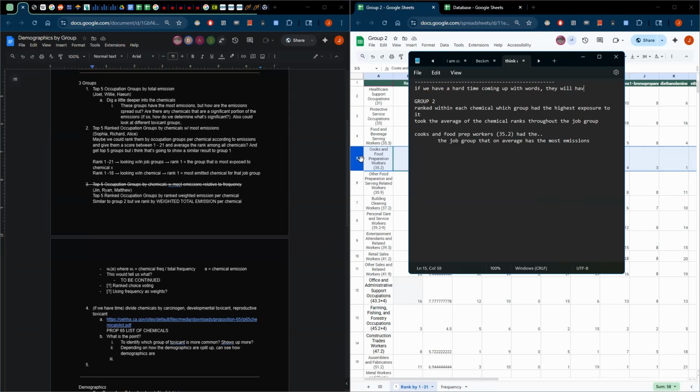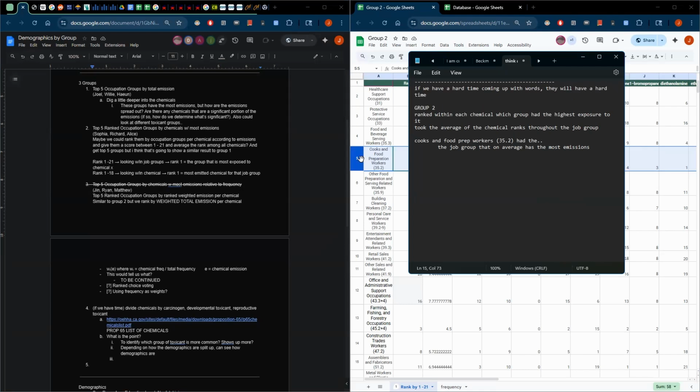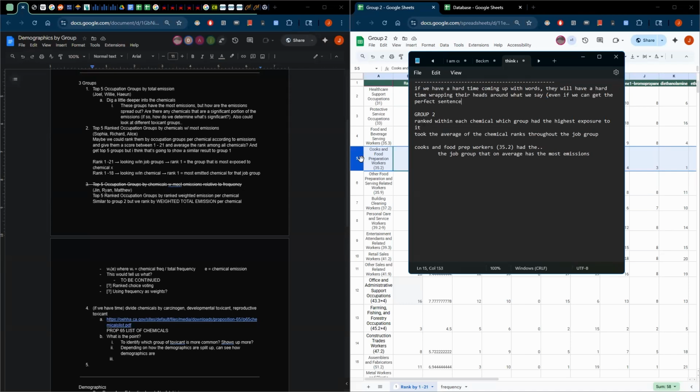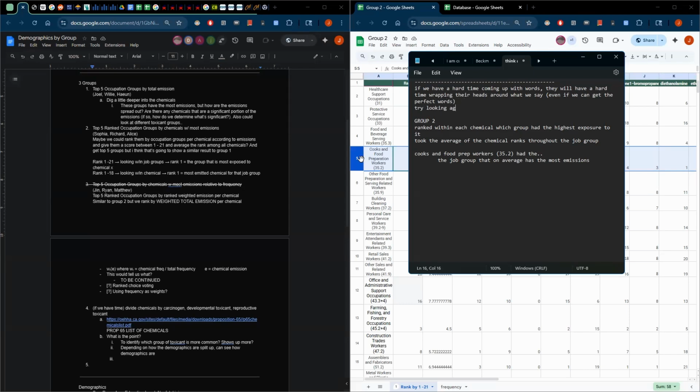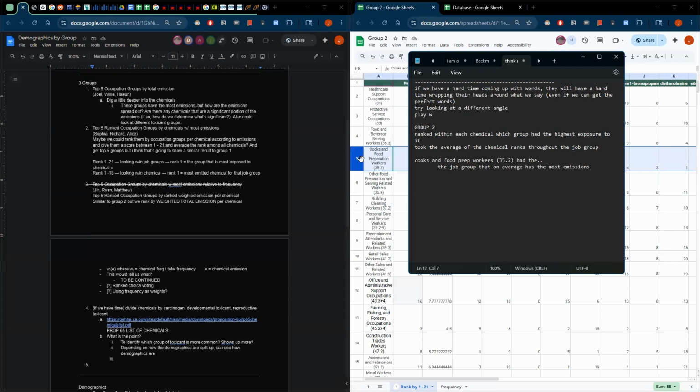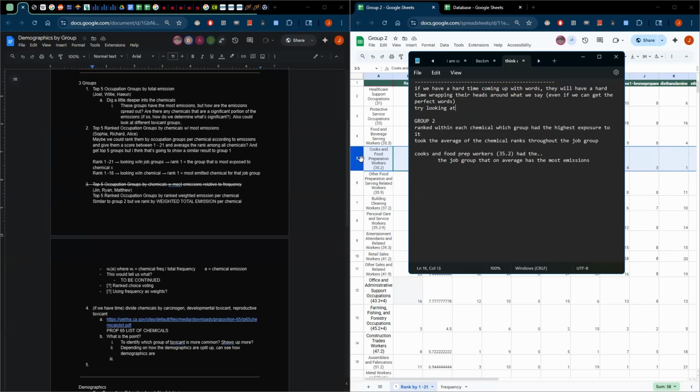Just like play around with doing it. Yes, and that's a good way of thinking about it. If we have a hard time coming up with the words, then new people who are trying to think about it will have a hard time getting it. And sometimes you can get the perfect words to describe something and make a difficult thing more intuitive, but I think in this case it's because we're doing a lot of steps and trying to summarize those steps neatly is hard. So I would try looking at a different angle.